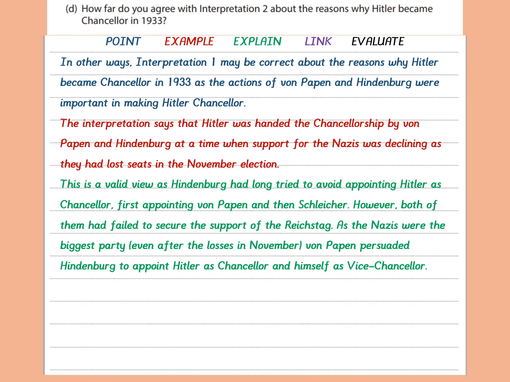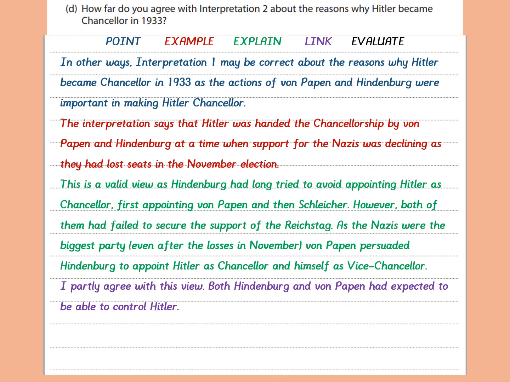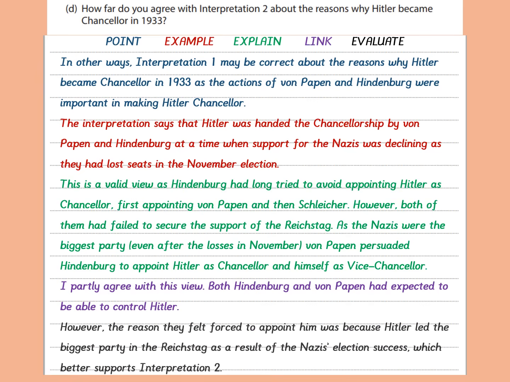As the Nazis were the biggest party, even after the losses in November, von Papen persuaded Hindenburg to appoint Hitler as Chancellor and himself as Vice-Chancellor. I partly agree with this view. Both Hindenburg and von Papen had expected to be able to control Hitler. However, the reason they felt forced to appoint him was because Hitler had led the biggest party in the Reichstag as a result of the Nazis' election success, which better supports interpretation 2.